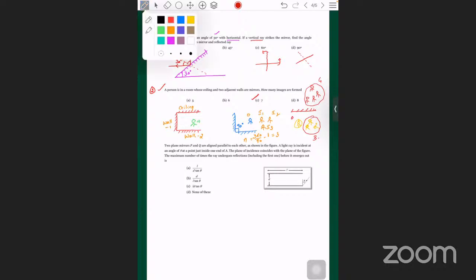What are they expecting? Sir, the angle between the mirror and the reflected ray, sir. This is the reflected ray, this is the mirror. They are expecting this angle. So 60 degrees, sir. Very good. So what is the angle between the mirror and the reflected ray? So 60 degrees.